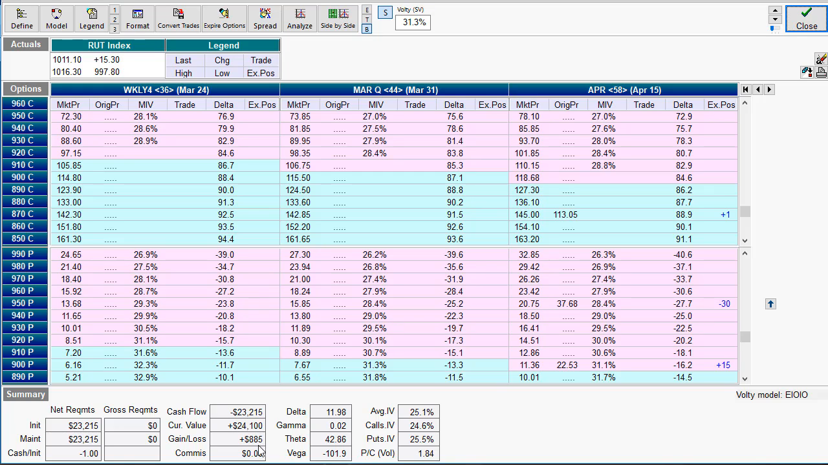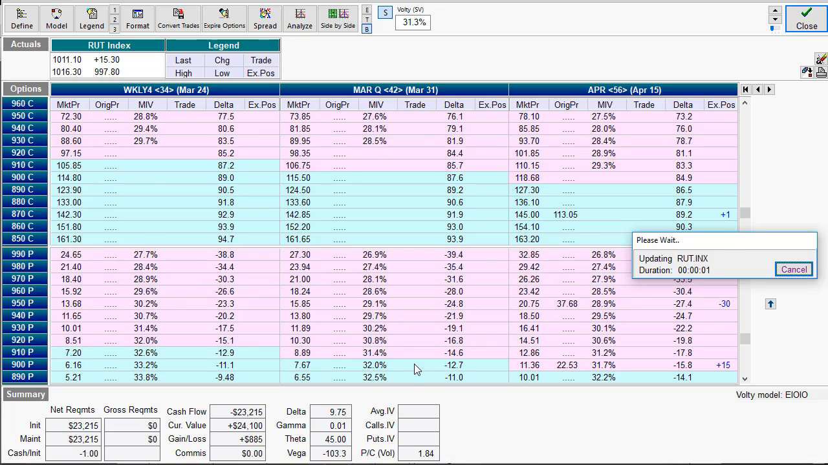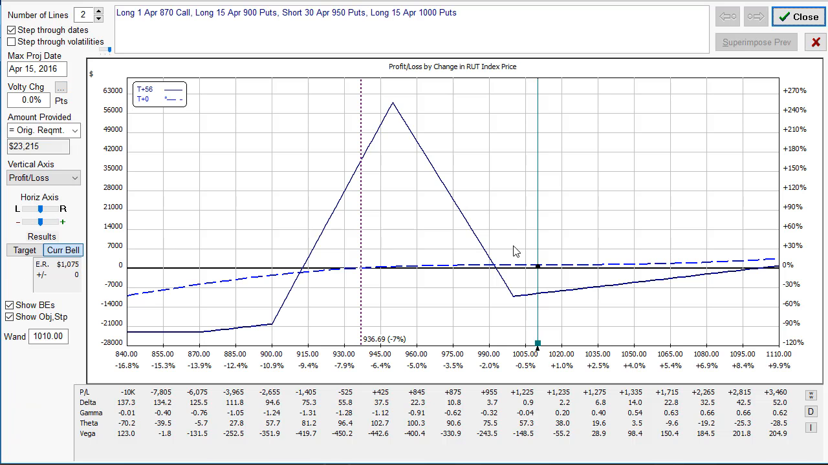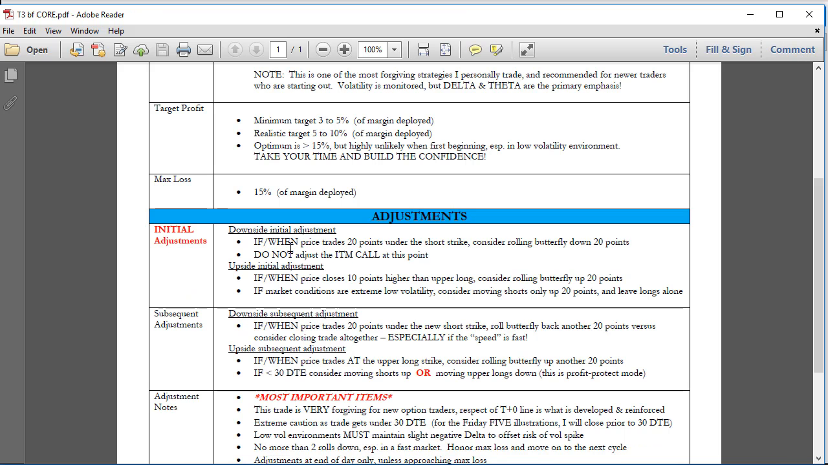We have some cushions built into the trade. We know that this is a bullish move because we looked at the chart prior to starting this. So this is one condition when the market moves up in your favor. As soon as we get above this upper long, we have to be considering doing something. If price closes 10 points higher than the upper long, consider rolling the butterfly up 20 points.